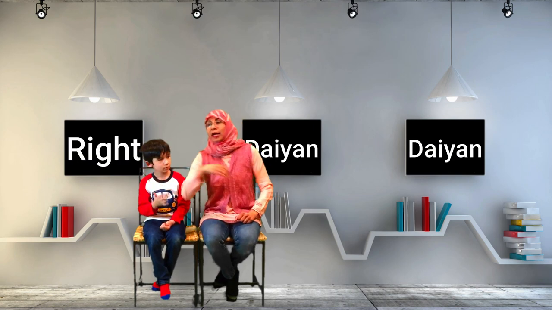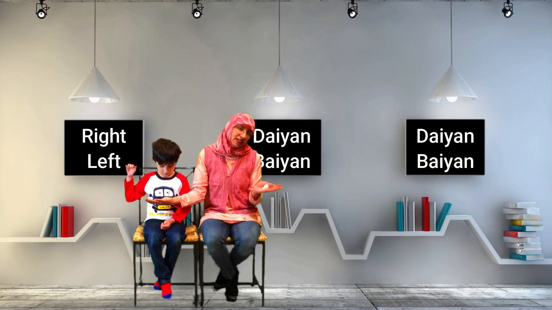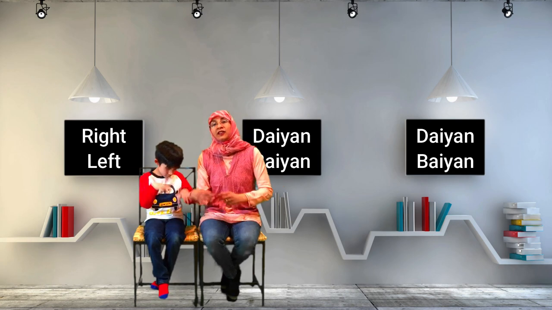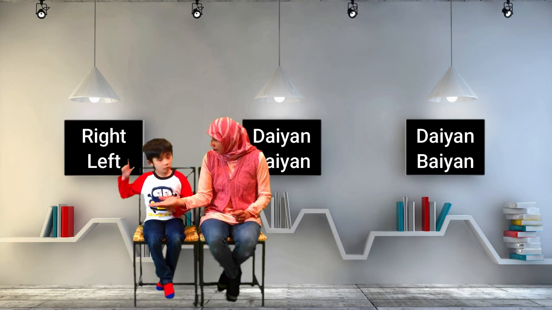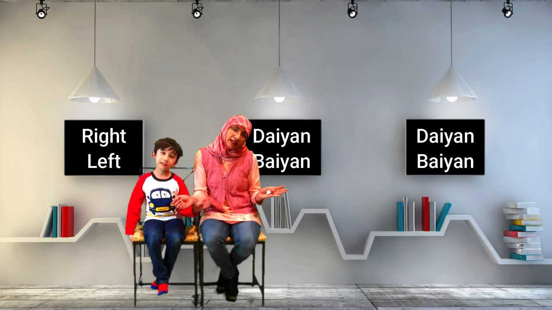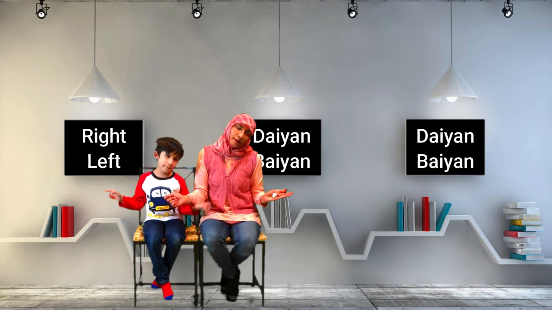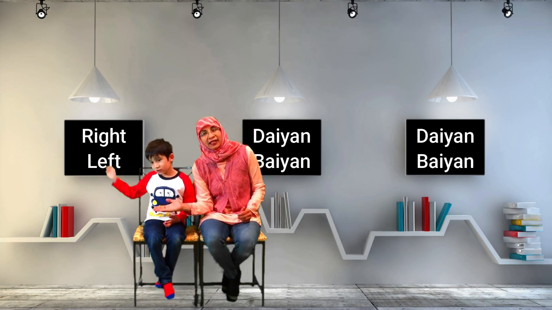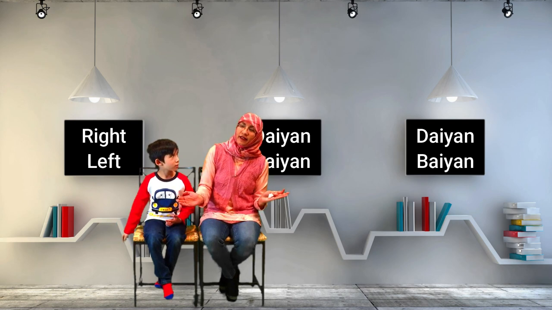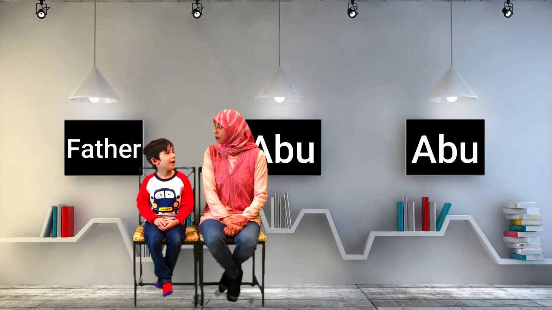And if I have to say right, daein. And left is bain. Daein is right. Bain is left. Okay, and if I have to say dad or father, how would you say that in Urdu?